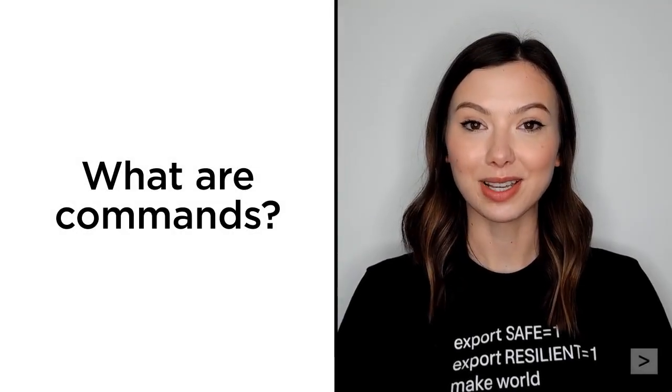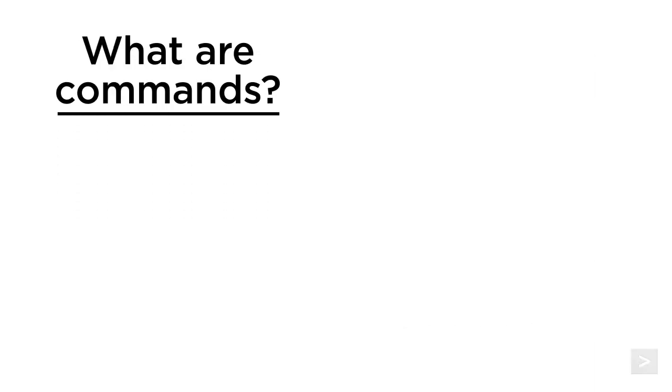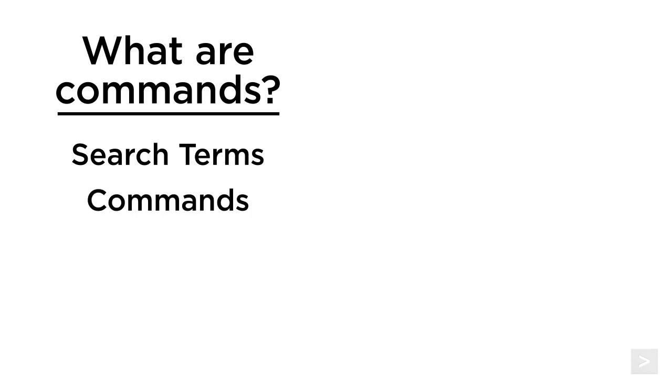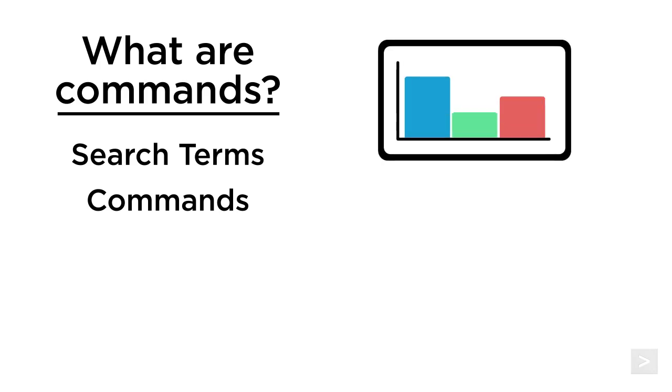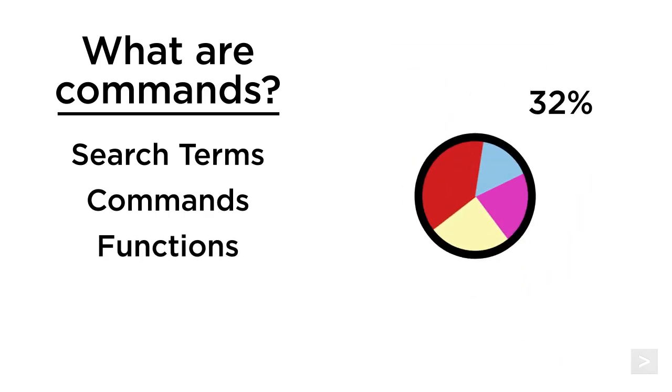Let's look at how to use commands to do more with our search results. Splunk's search language is built from 5 components. Search terms are the foundation of search queries. Commands tell Splunk what we want to do with the search results. This includes creating charts, computing statistics, and formatting. Functions explain how we want to chart, compute, and evaluate the results.